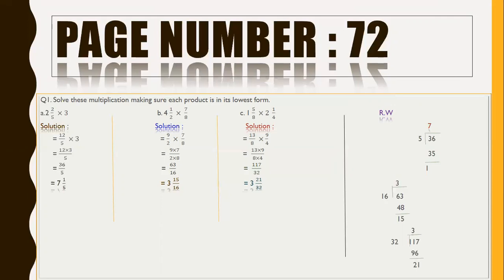Come to part C, 1 whole number 5 over 8 multiply 2 whole number 1 over 4. After the simplification, 13 over 8 multiplied by 9 over 4, 117 over 32, and our answer becomes the mixed fraction 3 whole number 21 over 32.